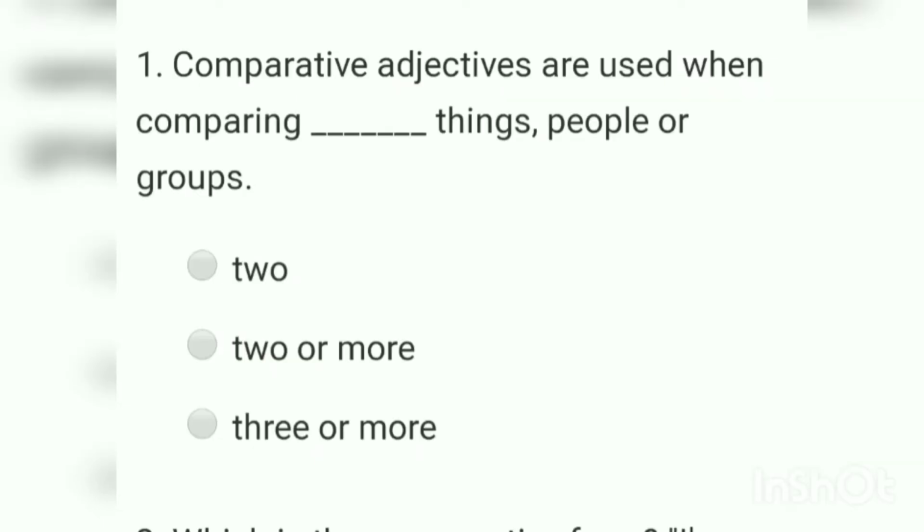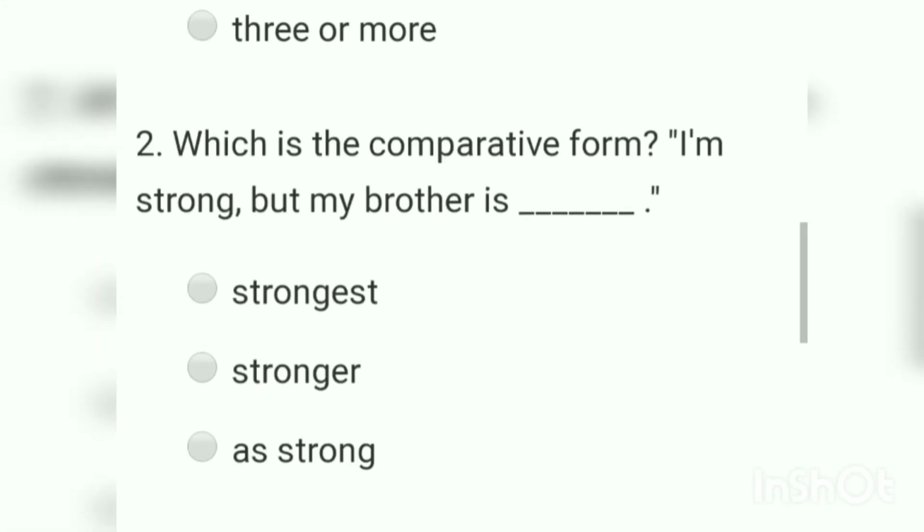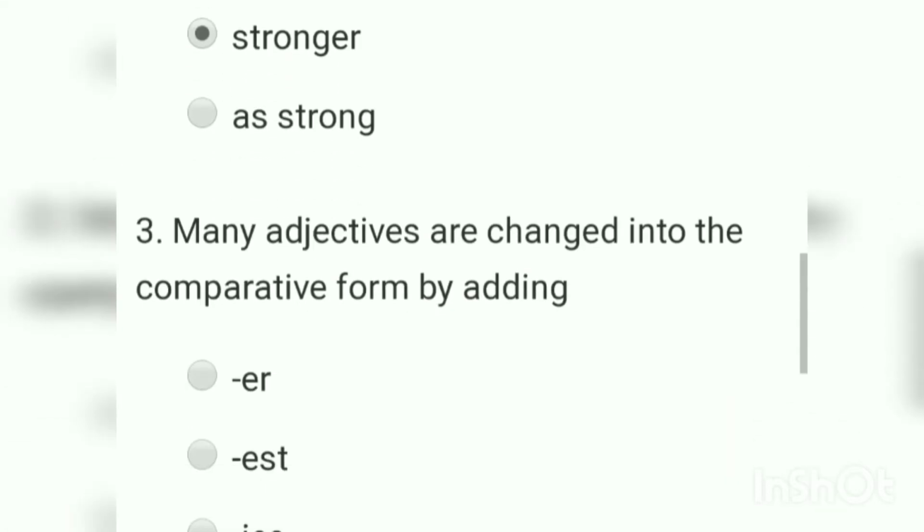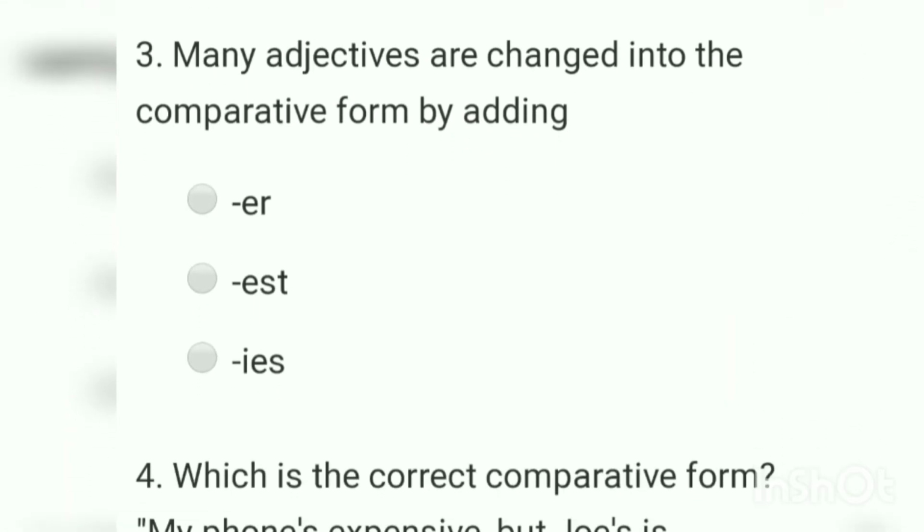Okay. Comparative adjectives are used when comparing dash things, people or groups. Right answer is what? 2. Which is the comparative form? I'm strong but my brother is stronger. Next, many adjectives are changed into the comparative form by adding er.